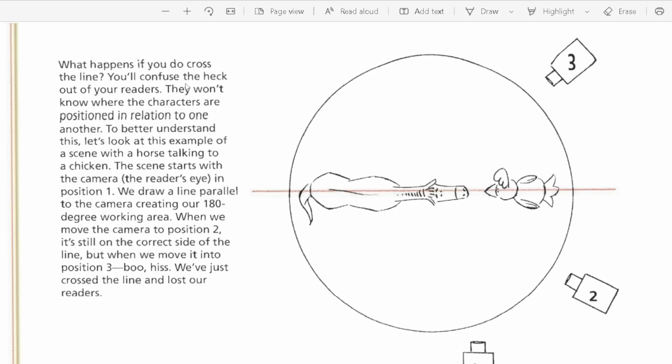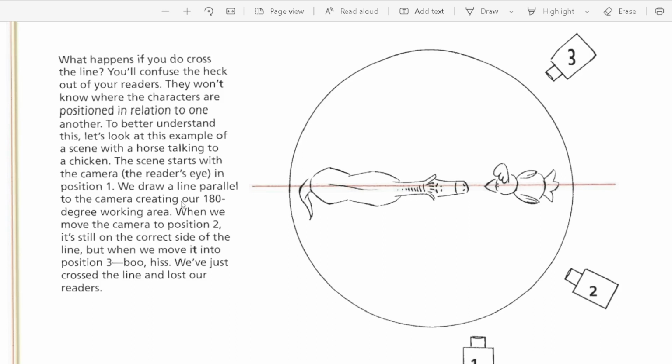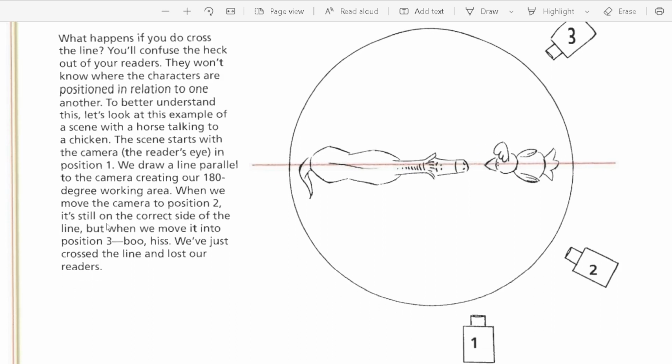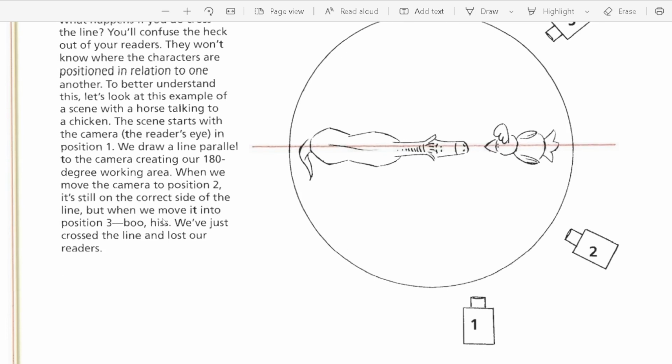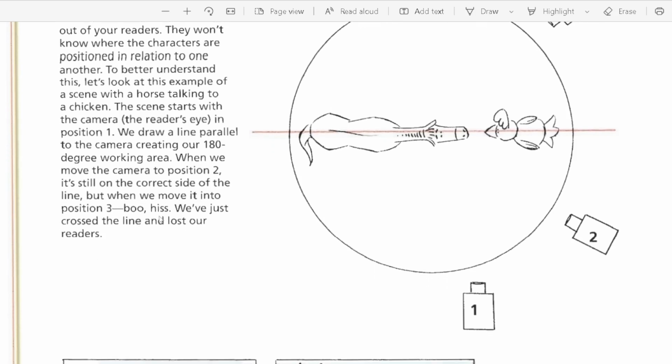To better understand this, let's look at this example of a scene with a horse talking to a chicken. The scene starts with the camera, the reader's eye, in position 1. We draw a line parallel to the camera, creating our 180-degree working area. When we move the camera to position 2, it's still on the correct side of the line, but when we move it into position 3, boom, we have just crossed the line and lost our readers.